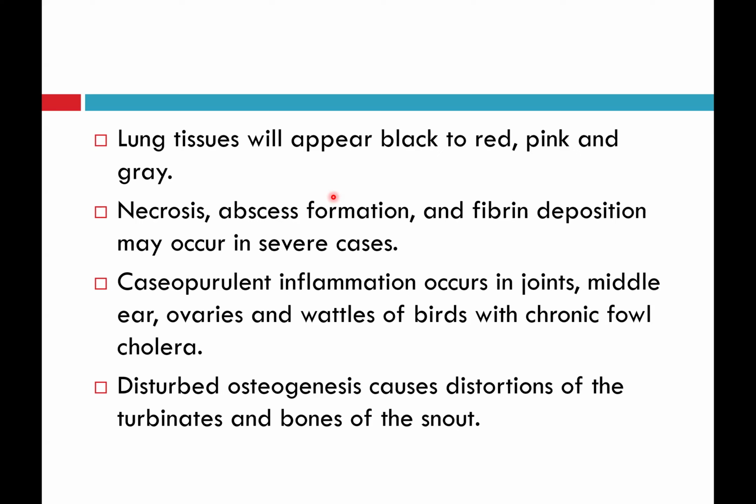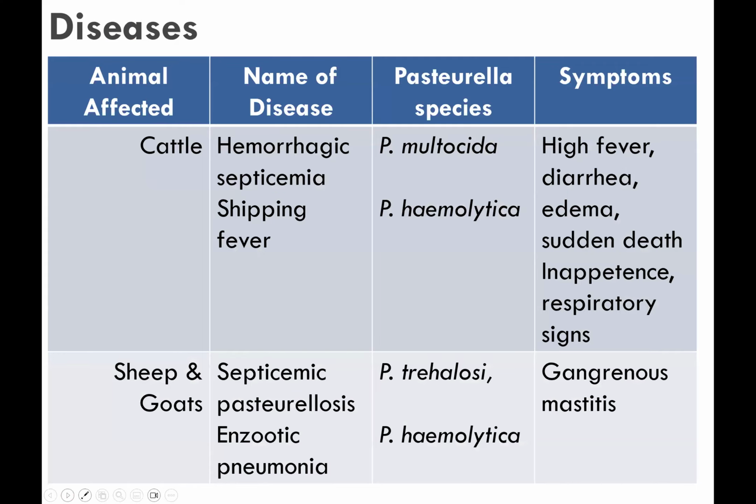And then there can be disturbed osteogenesis in the snout, in particular the turbinates and bones of the snout. And so this is seen in atrophic rhinitis. So if we look at the different animals, each of them has a particular disease, and some species are recognized to cause these diseases. And then we have the symptoms here.